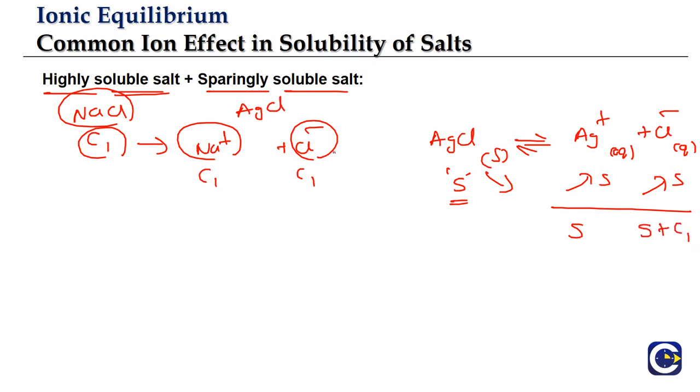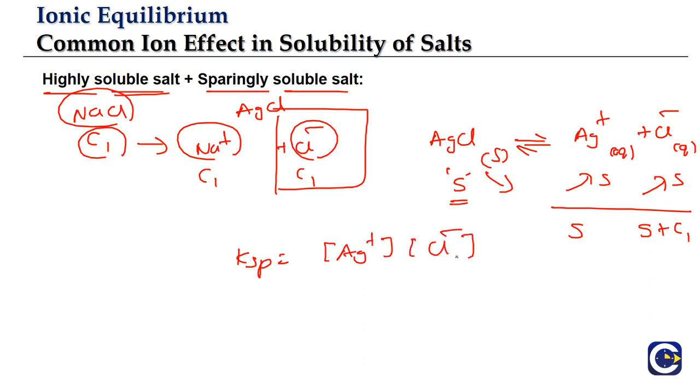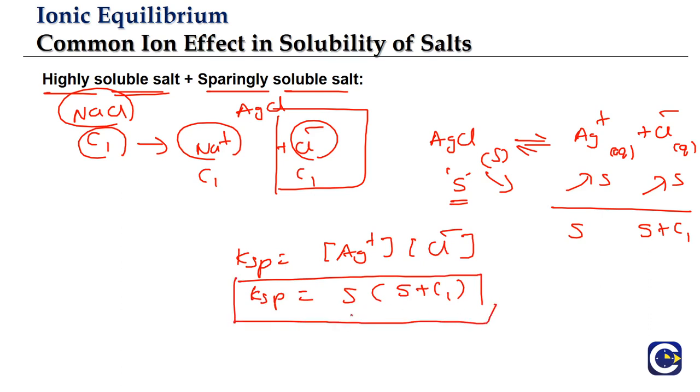Why S plus C1? Because the Cl minus is also coming from the dissociation of NaCl. So if we look at the overall Ksp formula for the AgCl, what is the Ksp formula? It is nothing but Ag plus concentration into Cl minus ion concentration, which will be equal to S into S plus C1. So this is going to give us the new solubility value.